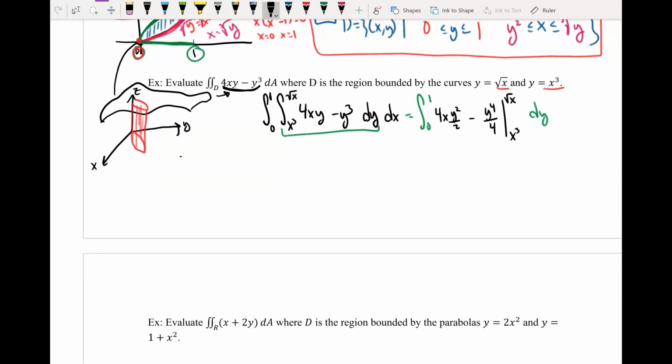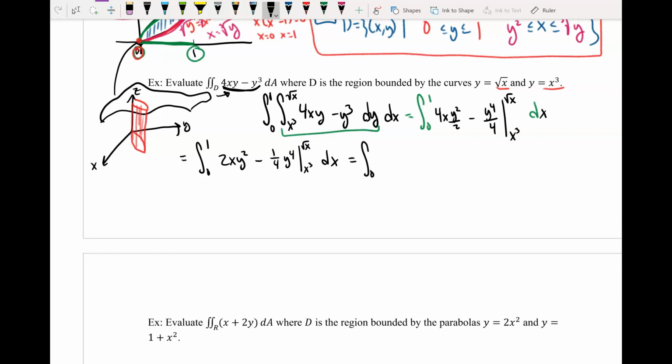So you can see that this guy is just going to be the integral from 0 to 1. Simplifying this, you get 2xy squared minus, I'm going to write it as 1/4 y to the 4th, from x cubed all the way to square root of x dx. Mistake. Should be an x. All right, so now let's plug in all those. Let's plug that into the y.